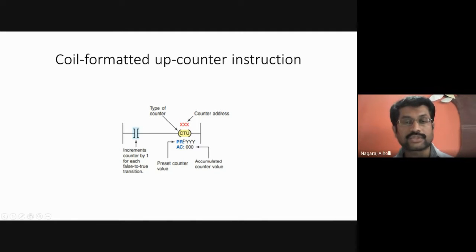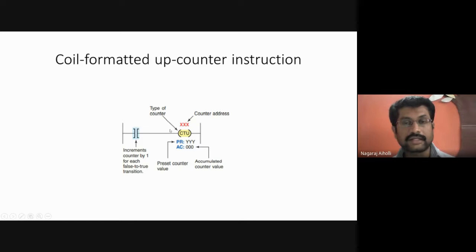When the rung becomes true, this counter will be activated. The up counter will be activated. That means the counters are activated when the rung is becoming true from false state to true state. Remember this point. When the rung goes from false state to true state, that time the counters are activated, up counter or down counter.